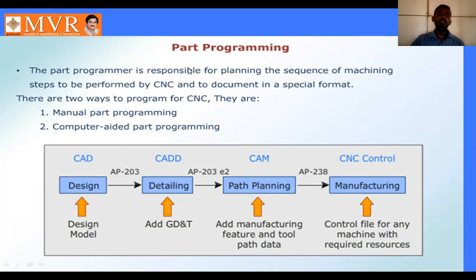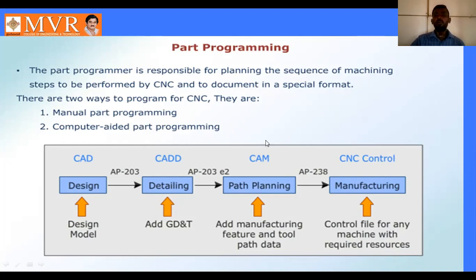So the path programmer is responsible for the planning and the sequence of machining steps to be performed by the CNC, and documents them in a special format one. There are two ways to program for CNC one. We have two ways to create the program. The first one is manual path programming one. The second one is computer aided path programming one.